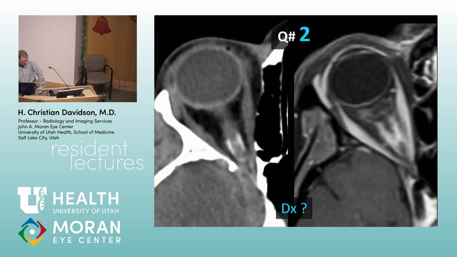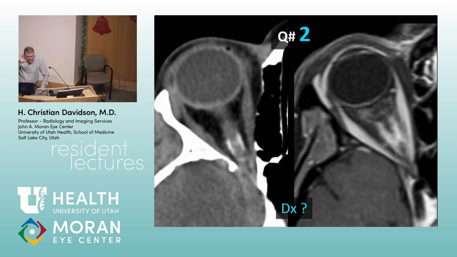Okay, what's the diagnosis here? Shout it out. So, yep. Yeah, so the tram tracking of the calcium, that right there is kind of the epitome of an optic nerve meningioma, optic nerve sheath meningioma. And on the MR, you'll see it enhancing.